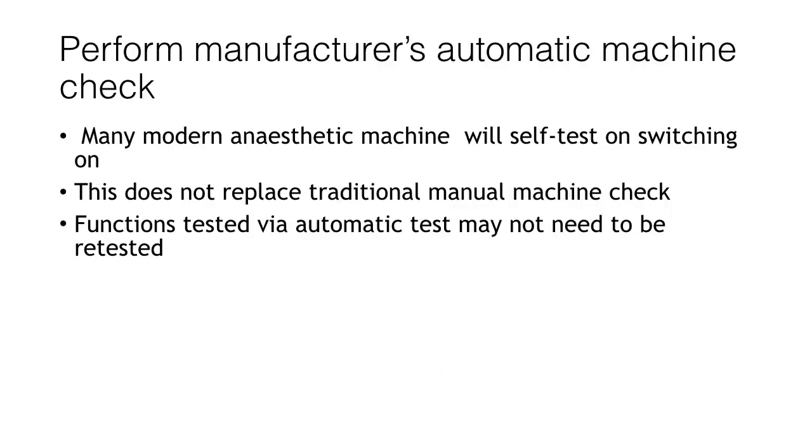Before beginning to manually check the anaesthetic machine, new modern anaesthetic machines often now have automatic checks that they can complete. They will self-test essentially when you switch them on and select this. This, however, does not replace the traditional manual machine check that we will talk about today. However, any tests that are completed by the machine don't necessarily need to be rechecked, as it's assumed that this is correct.